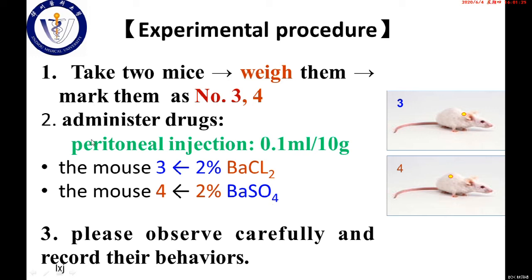Now, administer the drug. The route of administration for both mice is peritoneal injection, in the same dose, 0.1 milliliter per 10 gram. For number 3, you should administer barium chloride. Number 4, you can administer barium sulfate by peritoneal injection. And then observe carefully and record their behaviors.